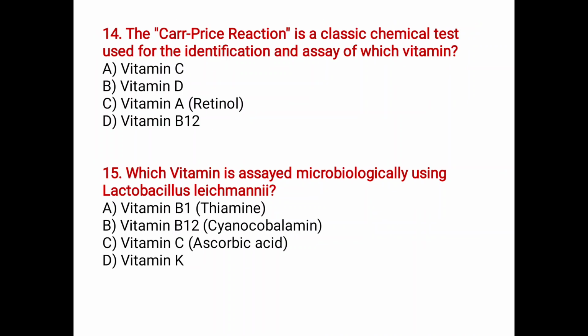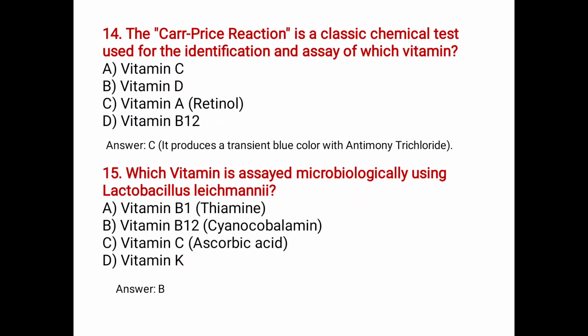Next, Carr-Price reaction is a classic chemical test used for identification and assay of which vitamin? Vitamin C, vitamin D, vitamin A, vitamin B12. Vitamin A. Next, which vitamin is assayed microbiologically using Lactobacillus leichmannii? Vitamin B12.